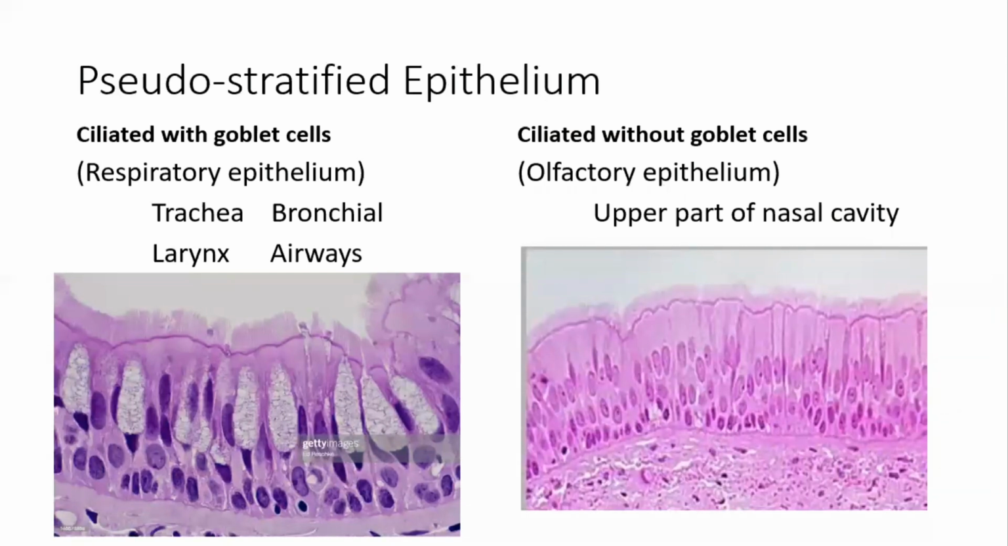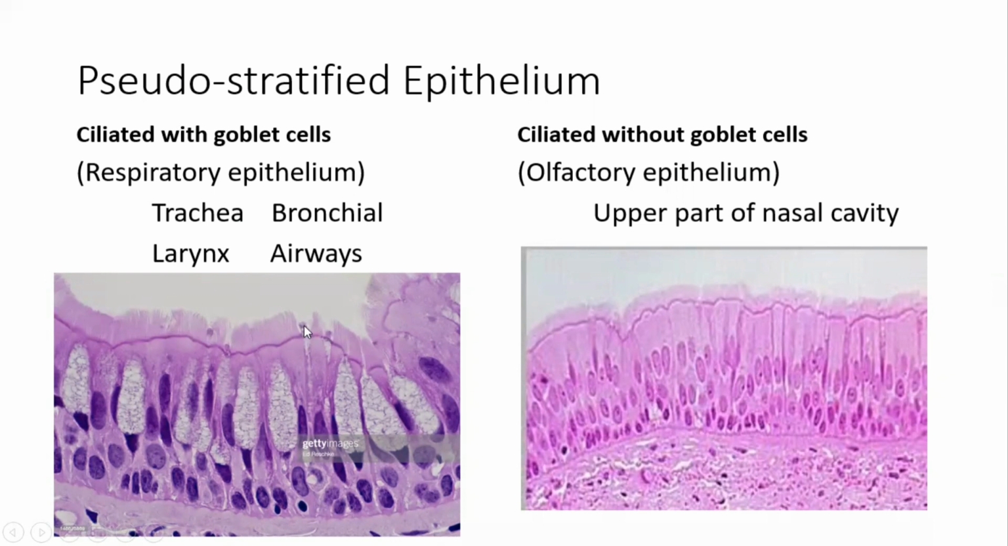Now, pseudo-stratified epithelium. As I said earlier, these cells look multi-layered, but if we look closely, they're pseudo-stratified. They're not multi-layered. So this is only one layer, and this is not another layer. One is coming from here and another from here. So they're pseudo-stratified. And now, for pseudo-stratified, we have some different types. As I mentioned before, cilia are finger-like projections on the apical surface of epithelium.